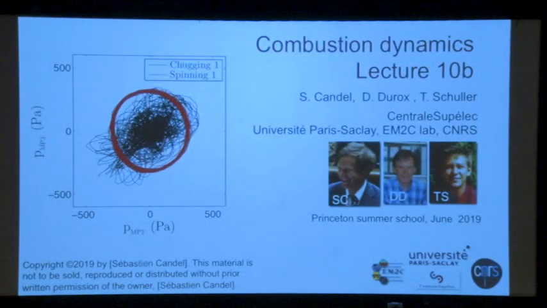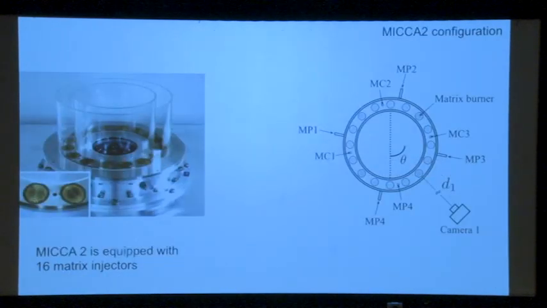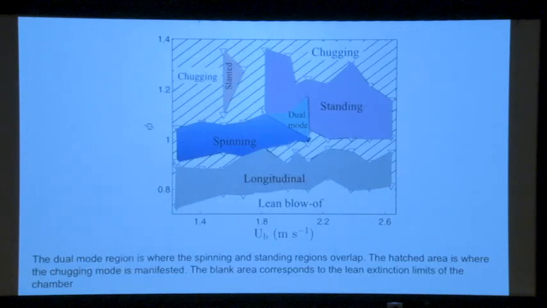What we have here, we are looking at situations where the modes that we get, so it comes back to this question: how do we get the standing mode, how do we get the spinning mode? So we are doing that again using these matrix injectors. We have this configuration here, and what we've done is to look at what happens in this whole region.